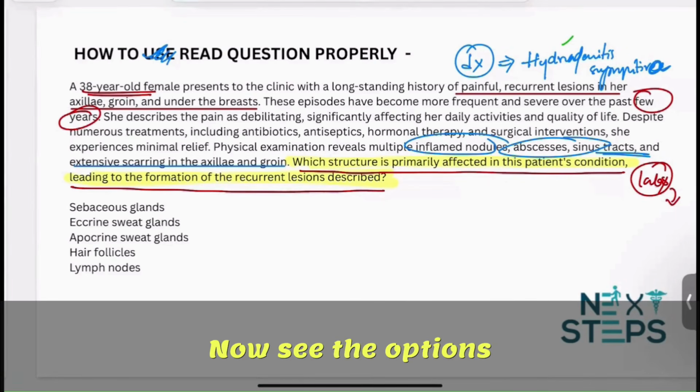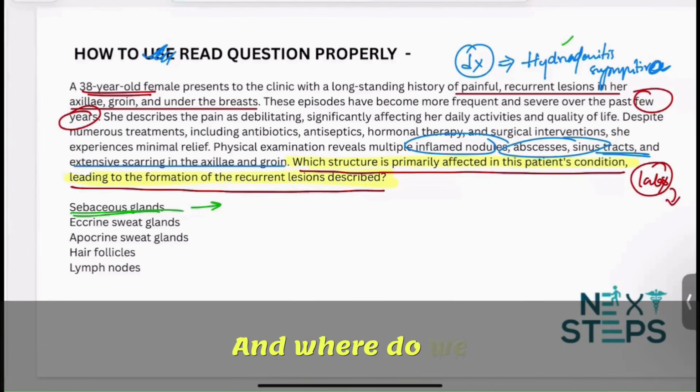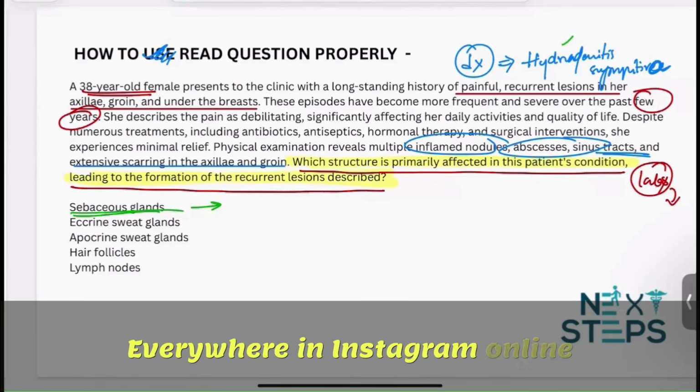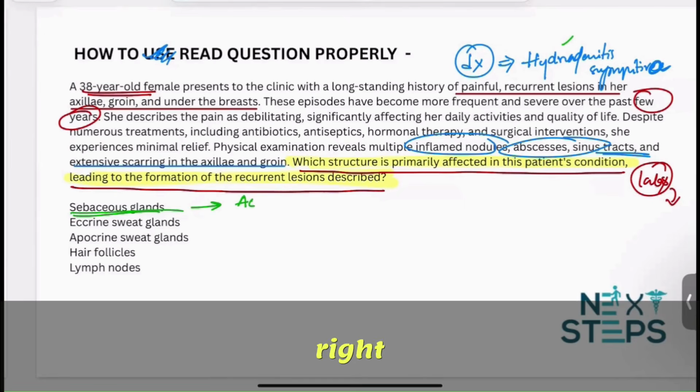Now see the options. Mostly do the elimination pattern. That works so well. First we have the sebaceous gland. These glands are present everywhere. And where do we see this? Everywhere on Instagram, online: acne, right? So with acne, everyone talks about pathogenesis.